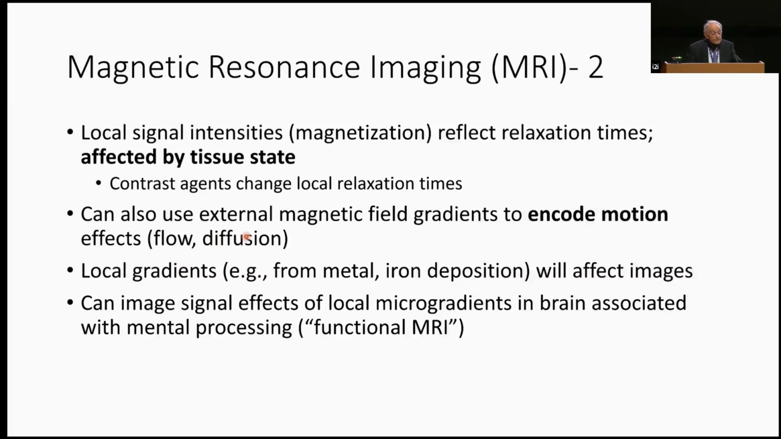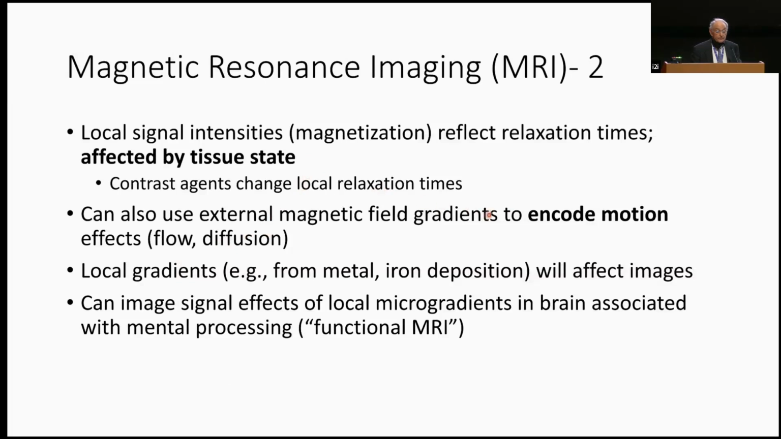The important part of it is not just that we can make a picture, but that they make pictures that have a signal that depends on local tissue state. And that's the real strength of this. In addition to that, we can add contrast agents, which are designed to be chemically very inert, but to change local relaxation times depending on how they get delivered. So that's really a very powerful way to make images showing different pathologies.